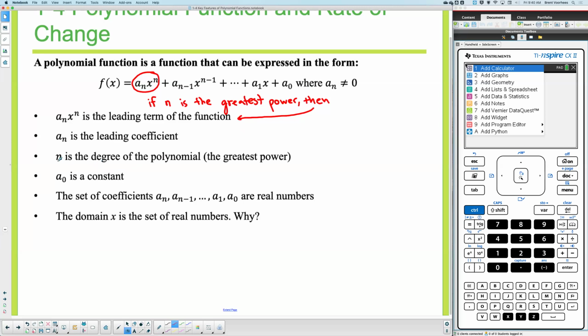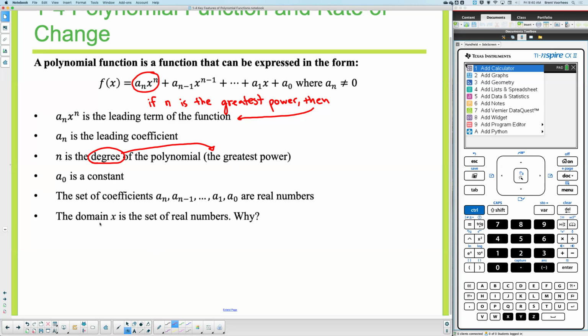The n itself is called the degree. That's a key vocabulary term. That's probably the biggest vocabulary term of the day. The degree is the greatest power. So if n is the greatest power, then wherever n came from is the leading term, and we call that the degree. These things are also true. You could read over those later.